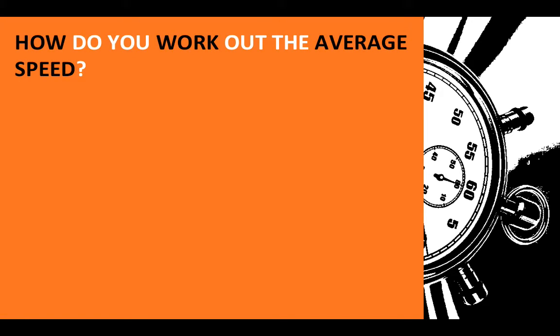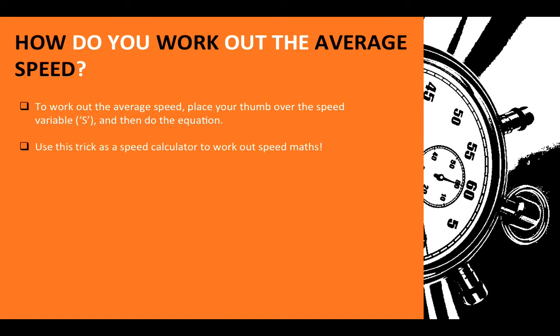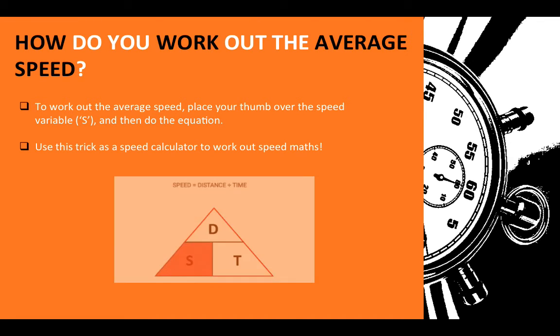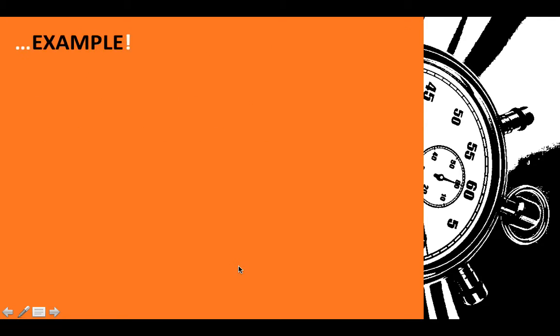So how do you work out the average speed? To work out the average speed, place your thumb over the speed variable, which was the s, and then do the equation. Use this trick as a speed calculator to work out speed maths. So remember, this was our formula. So we're working out the speed. So we're going to cover this one up and we're left with distance divided by time. So let's put this into practice.